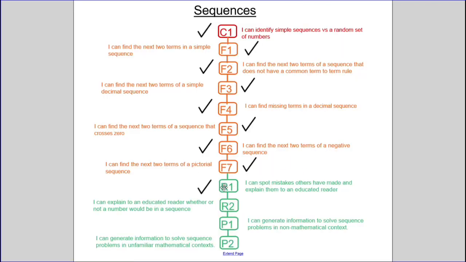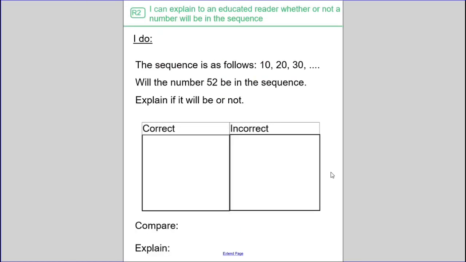That's the end of R1, and we are now going to move on to R2. I can explain to an educated reader whether or not a number will be in the sequence. The sequence is as follows: 10, 20, 30 and so on. Will the number 52 be in the sequence? Explain if it will be or not.